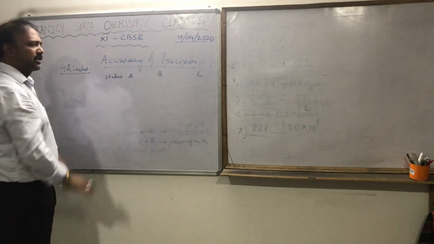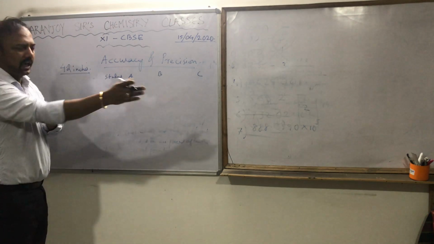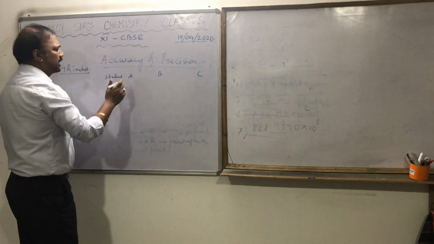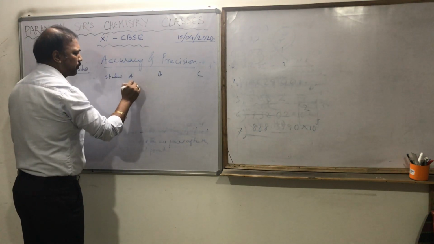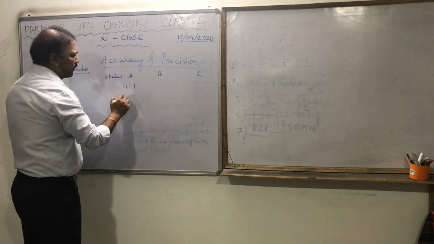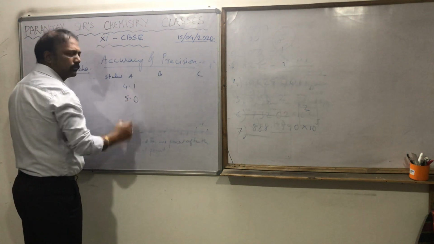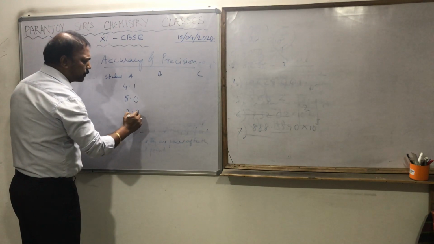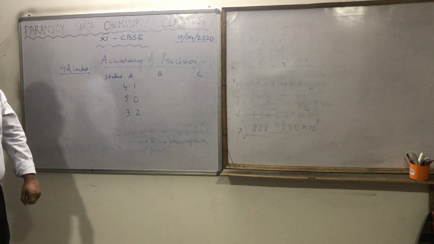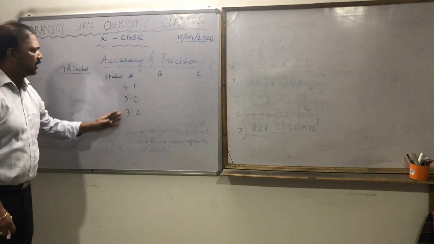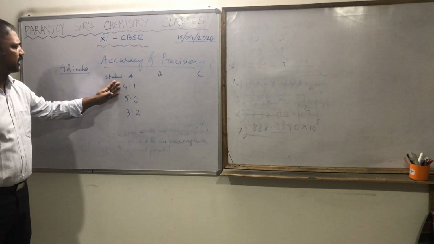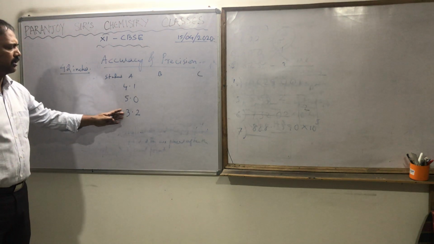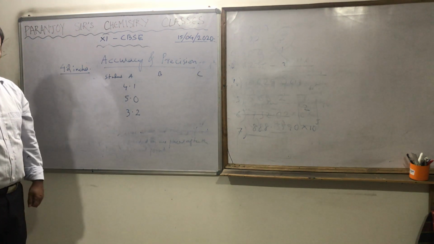Student A had measured it, and obviously 3 times I told them to measure it 3 times. She measured it, and she found it as, suppose, 4.1, 5.0, and 3.2. 3 different times he measured. He found once 4.1 inches, once he found 5.0 inches, once he found 3.2 inches.